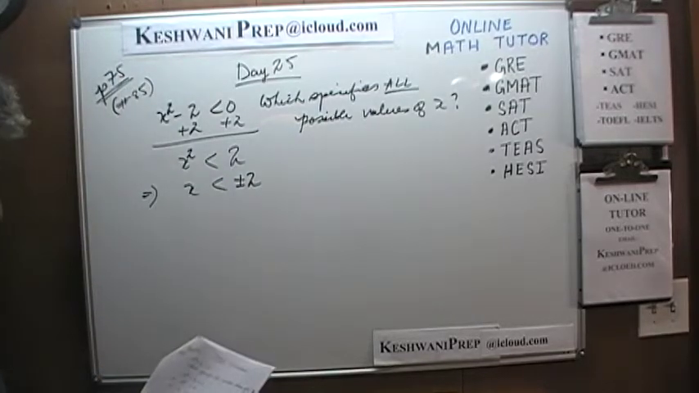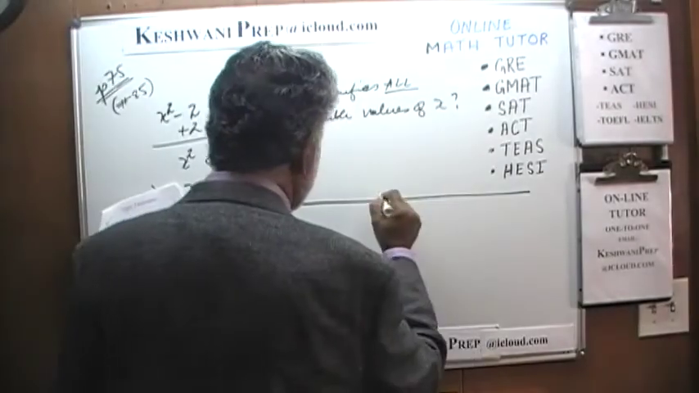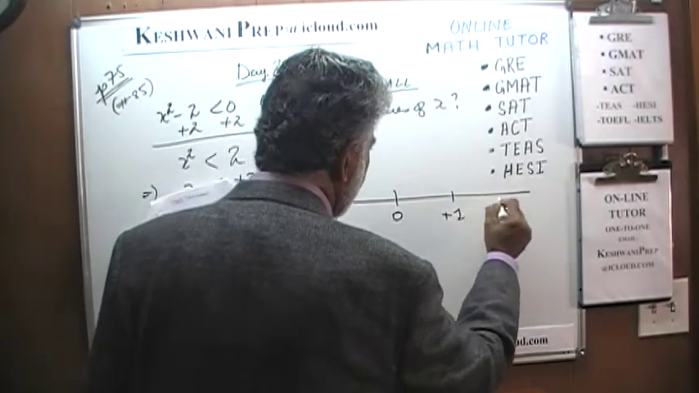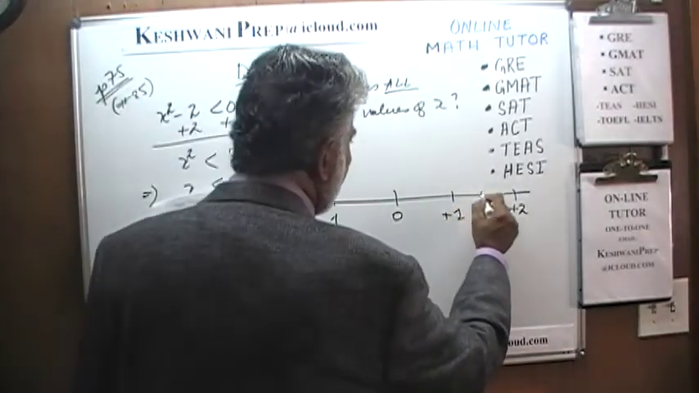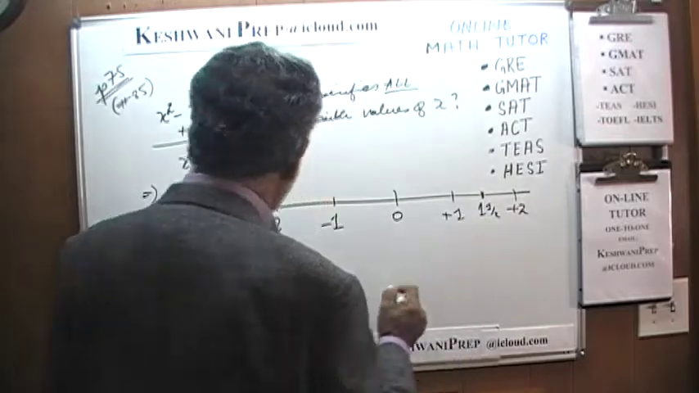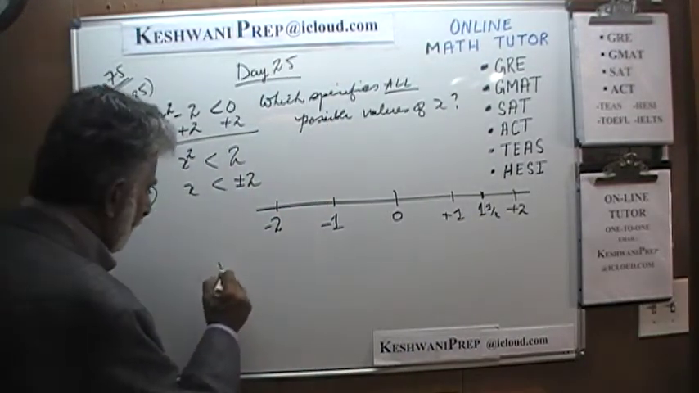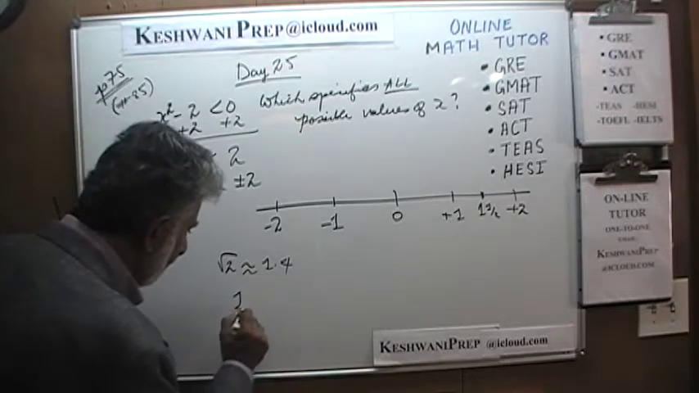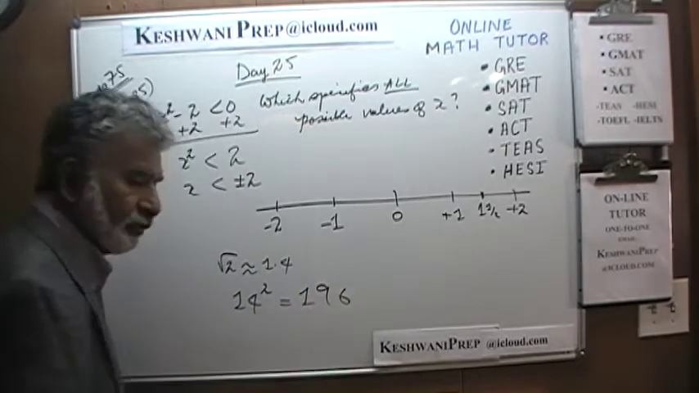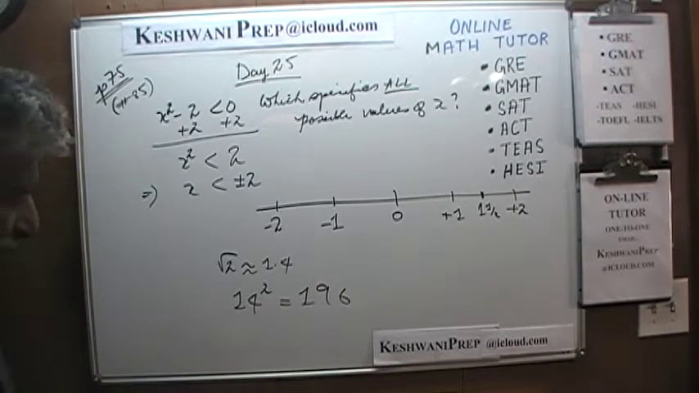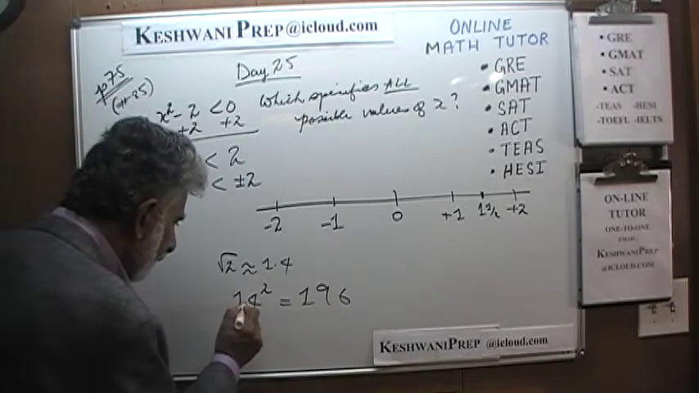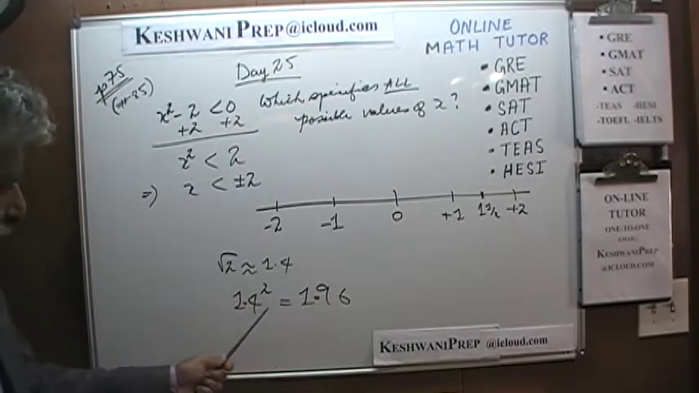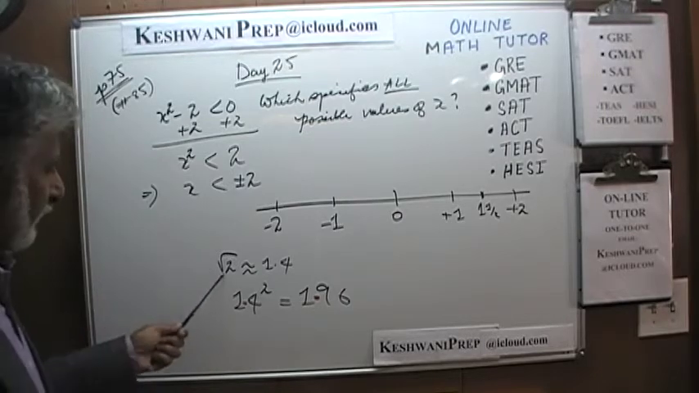Let's see how it looks on the number line. So here's our 0, here's our 1, negative 1, and positive 2. Take 1.5, for example. Where does this fall? Well, the square root of 2 is approximately 1.4, because 14 squared, I hope you know your squares, you have to know your squares for the exam, 14 squared is 196, so the square root of 1.96 is 1.4. And therefore, the square root of 2 is approximately 1.4.